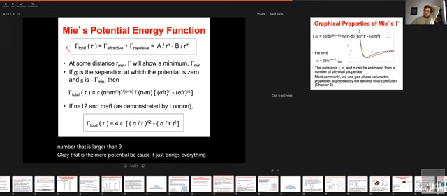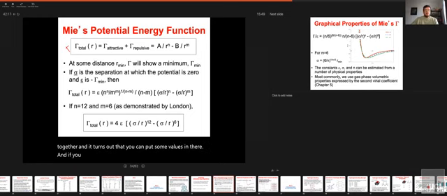And it turns out that you can put some values in there. If you assume that sigma is the separation at which the potential is 0, so to some extent sigma is related to the size of the molecule, and that epsilon is the value of the minimum of that potential, then you can recast that equation into this one. It is perhaps a little bit more complex, but now you have a meaning for this epsilon and a meaning for that sigma. And if you assume that n is equal to 12 and m is equal to 6, you recover this equation, which is much more familiar.